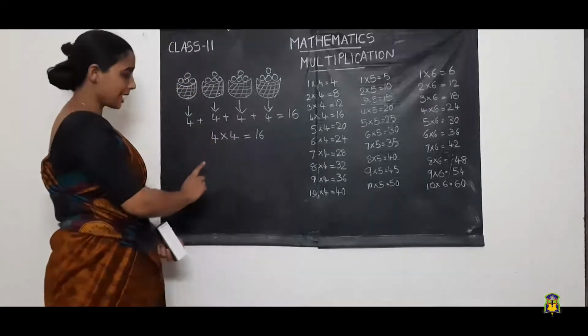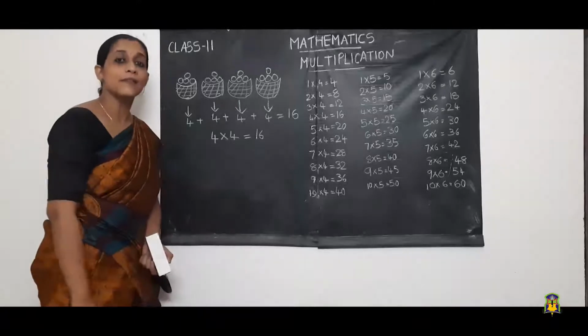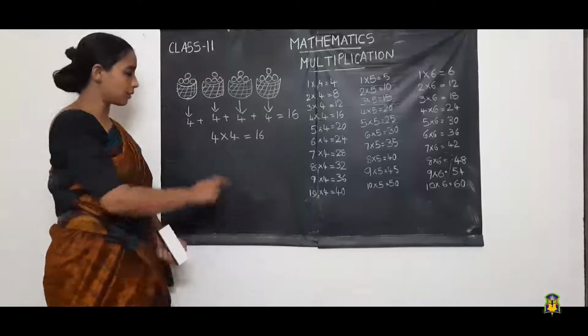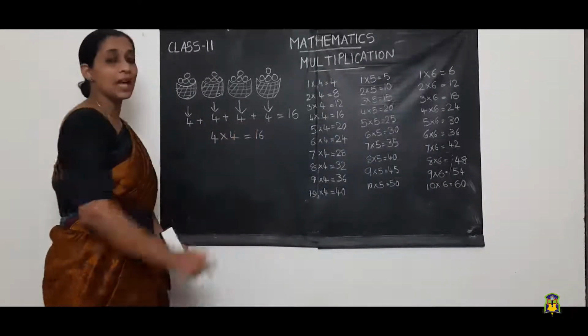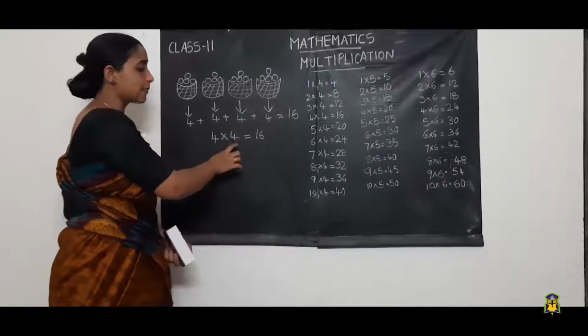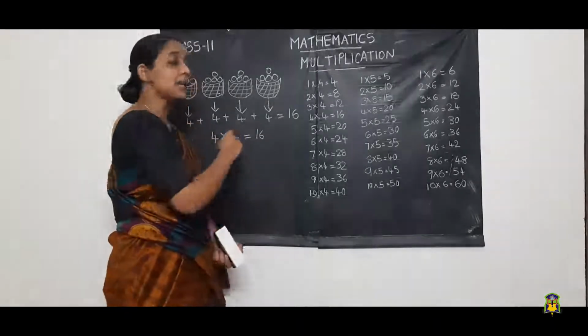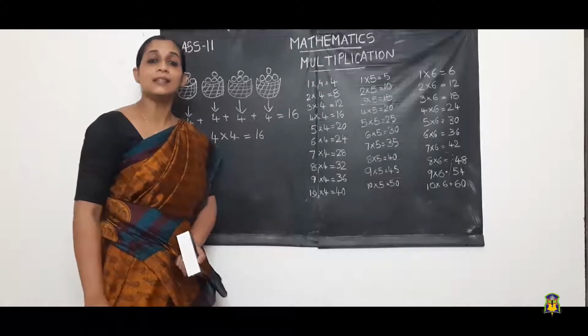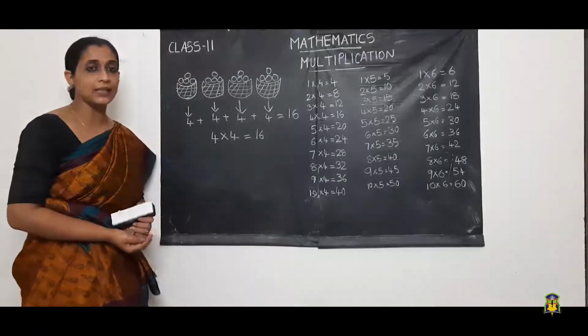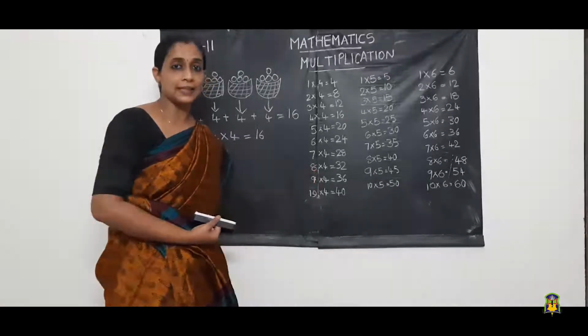Okay, it is same as 4 times 4. How will you read it? 4 times 4. 1, 2, 3, 4. We have added 4 times. That is 4 times 4 is 16. This is what we call repeated addition of the same number. Okay, this is how we add the numbers or multiply the numbers.